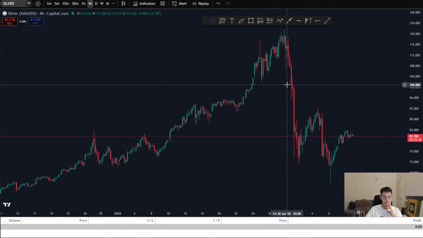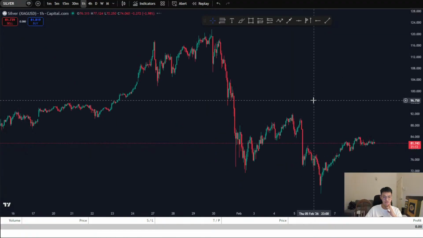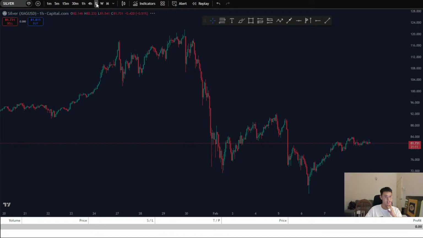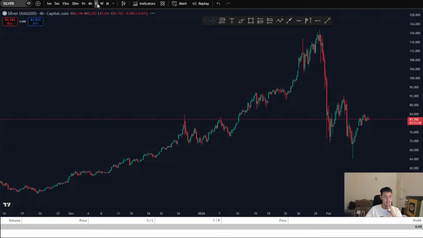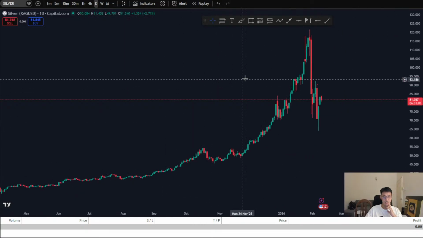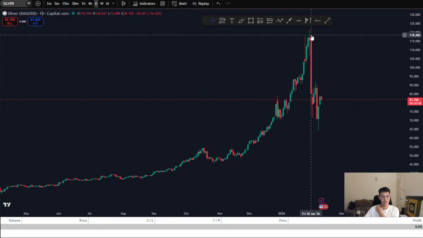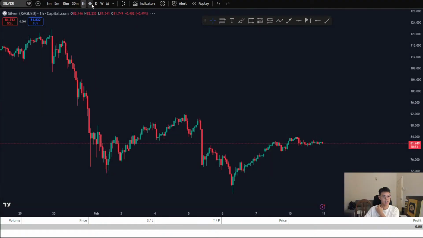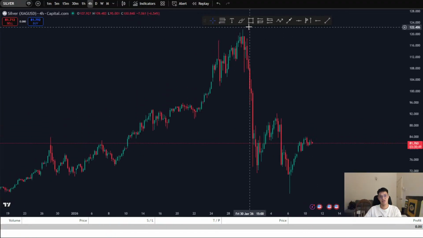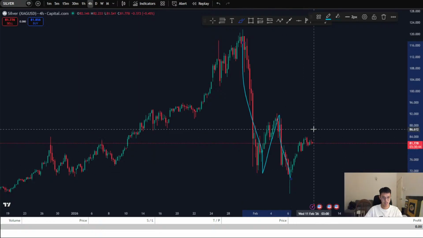But you need to be careful, because if you look at the day chart, the silver price is also still in the uptrend, same as the gold price. But if you look at the 4-hour chart and the 1-hour chart, you can see that the midterm trend of the silver forms a downtrend.